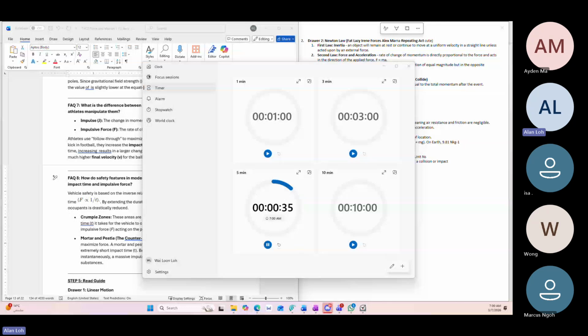So what time did we start just now? We started at 6:07. Now it is almost 1 hour, less than 1 hour. By now, I hope and I believe that you are able to understand a bit more about this chapter. You know that there are 5 drawers, and these 5 drawers are linear motions, Newton laws, momentum, gravitations, and impulse.